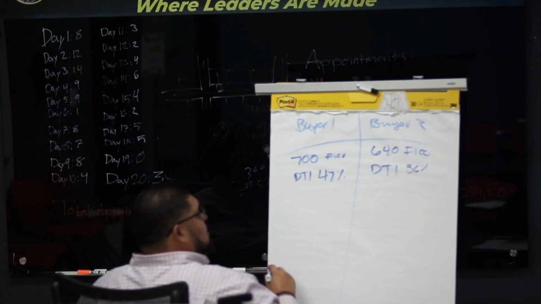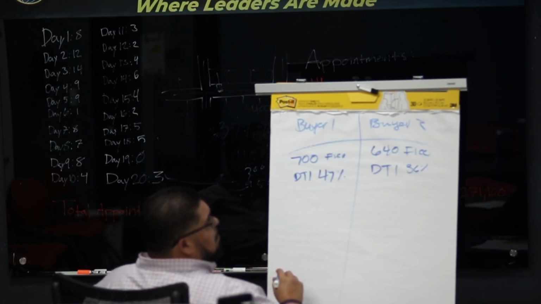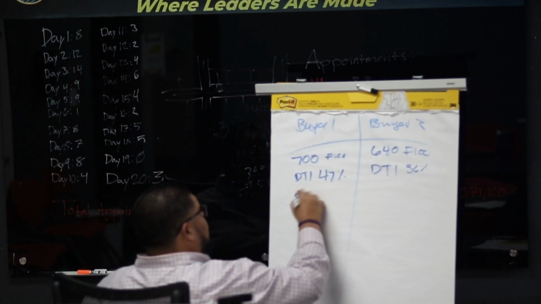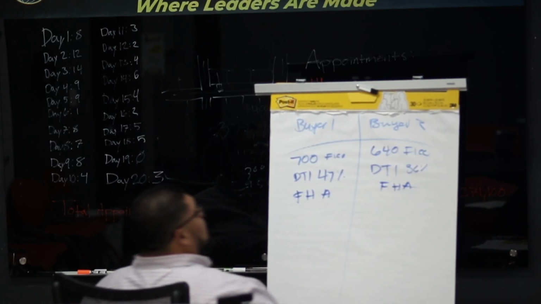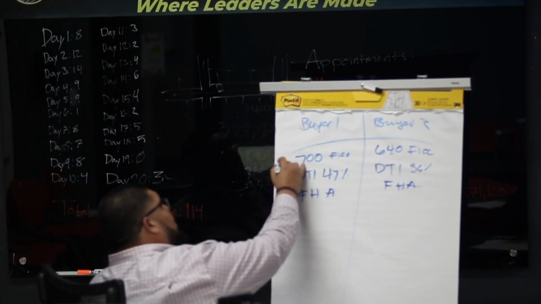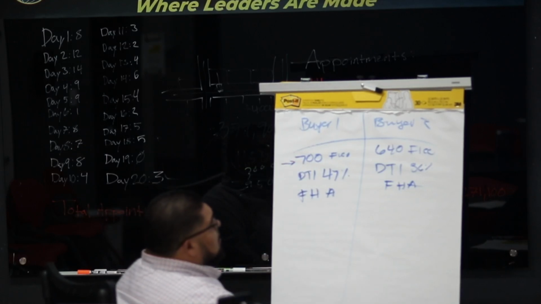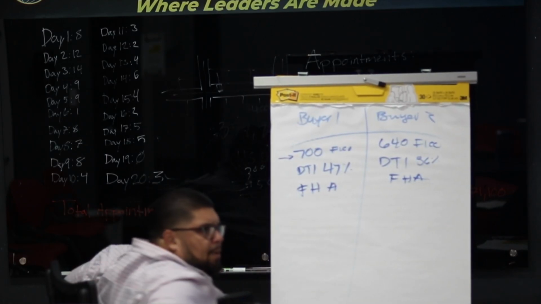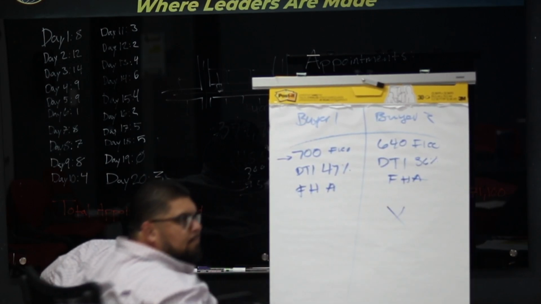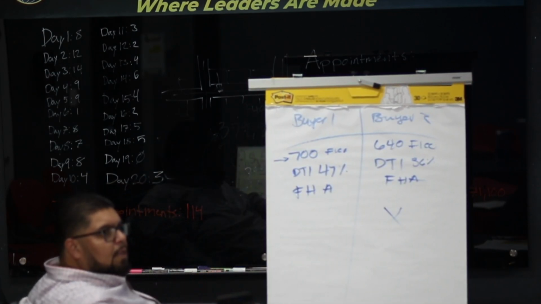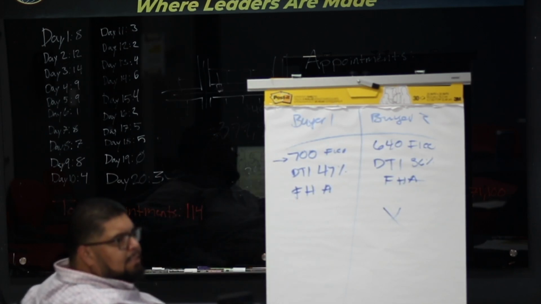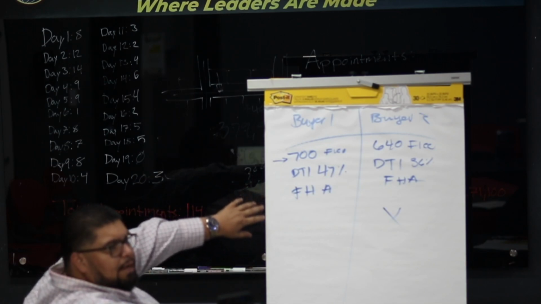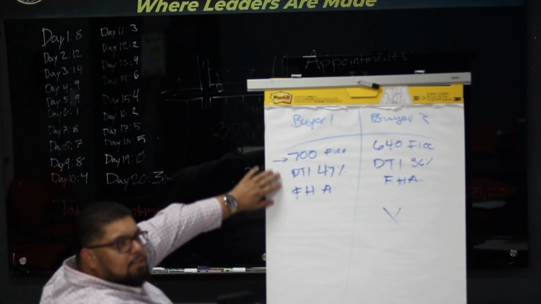Buyer number 1, that's their DTI. They're both FHA. Okay? In this scenario, this guy has way better credit, right? But based on this, who's the better buyer? This guy. Why? Because his debt is lower, less debt. This guy might be at a high DTI even though he has great credit, because why?